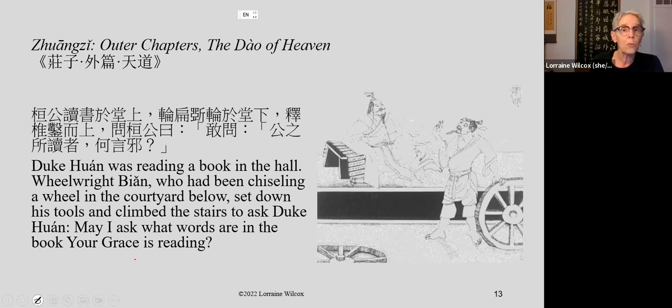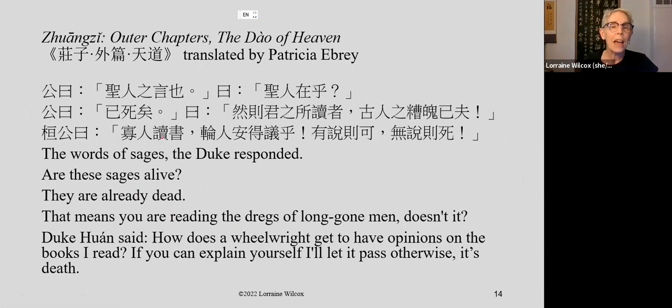And he set down his tools and he went to ask the Duke, what are you reading? And probably this wheelwright is illiterate. And the status, the level, is so different between the two of them. And so the Duke says, oh, I'm reading the words of the sages, like he's a big, important guy. And so the wheelwright asks, are the sages still living? And the Duke says, nope, these are old dead guys. And the wheelwright says, that means you're just reading the dregs, the leftovers of long gone men, doesn't it?